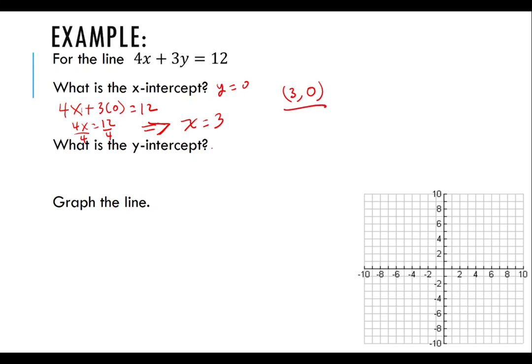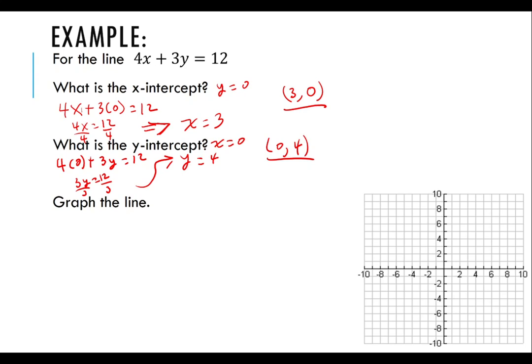To find the y-intercept, remember that's where x is equal to 0. That's going to be 4 times 0 plus 3y is equal to 12. But that's 3y is equal to 12. Divide by 3. Divide by 3. Then we get that y is equal to 4. And of course, we need to write that ordered pair. That is the ordered pair (0, 4). And so that is our y-intercept.